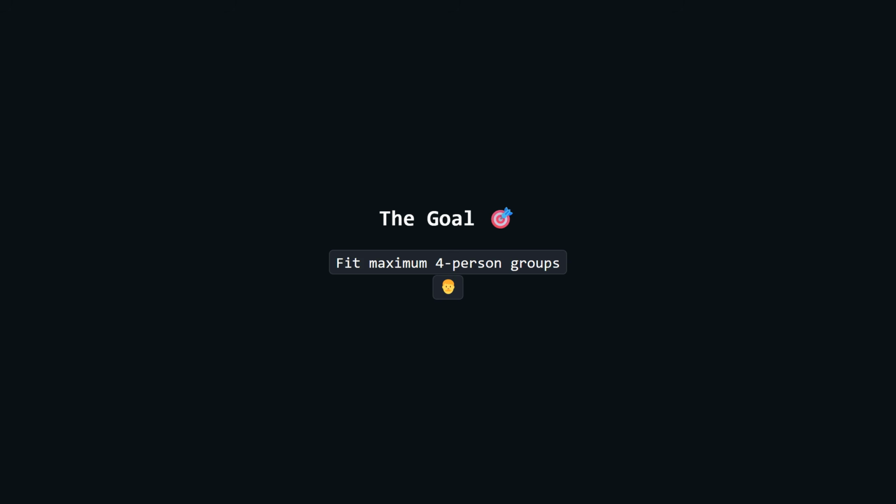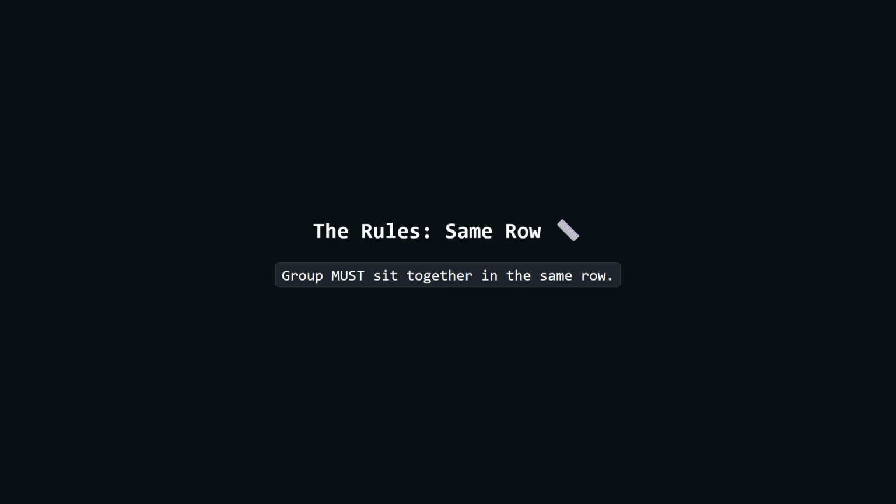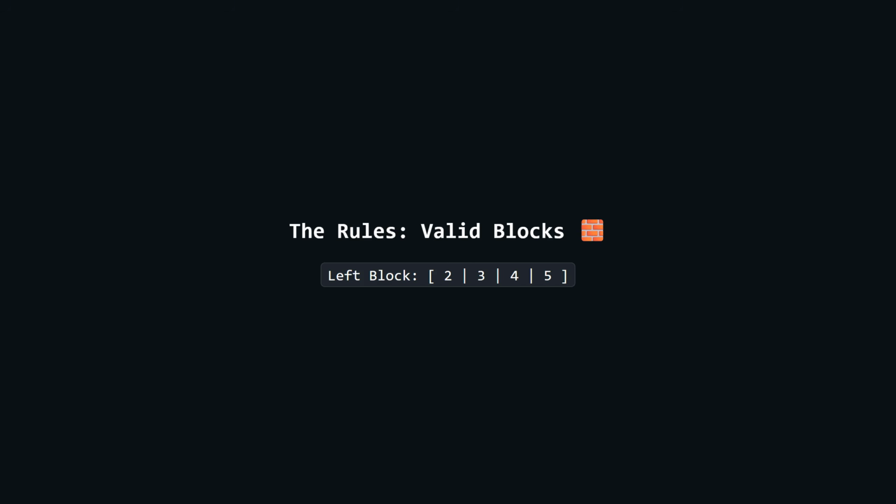We need to fit as many four-person groups into this cinema as possible, given a list of seats that are already reserved. The main rule is that a group of four cannot be split up across different rows. They have to sit together in a straight line. Furthermore, they can't just sit anywhere. There are only 3 specific blocks of 4 seats they are allowed to use.